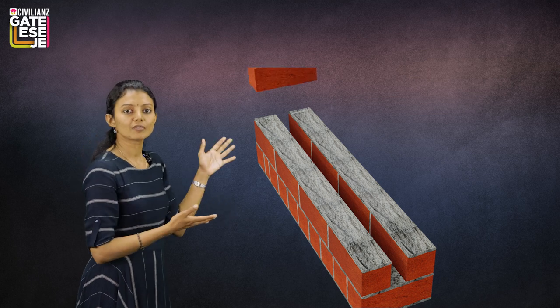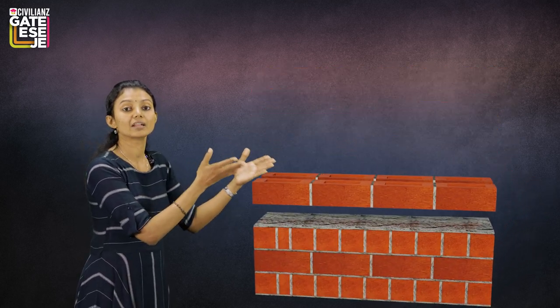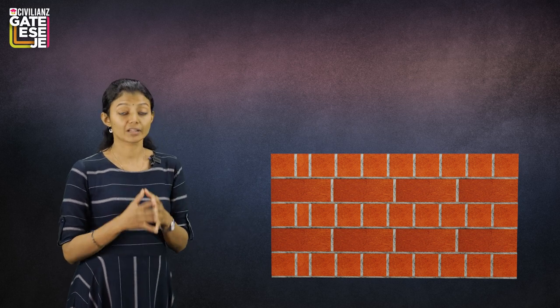Again, on top of that, we are placing a layer of headers. And on top of the header layer, again, we are placing the stretchers on edges only. And that is why it is known as the brick on edge bond. This is a very economical bond because only a fewer number of stretchers are required. So this is an economical bond, but it is weaker in strength. We can apply this type of bond for the construction of partition walls or boundary walls, etc.